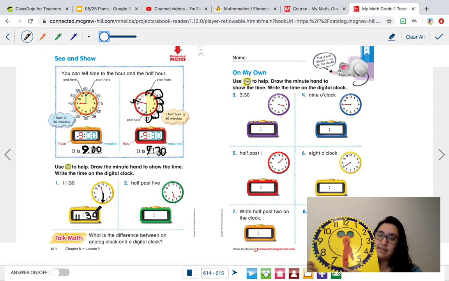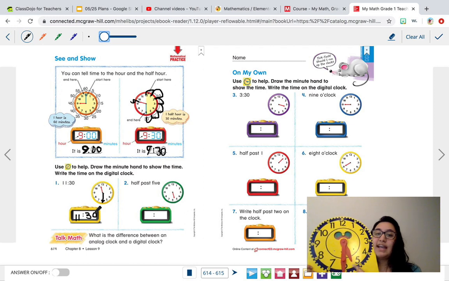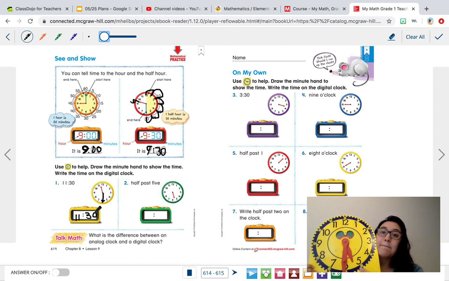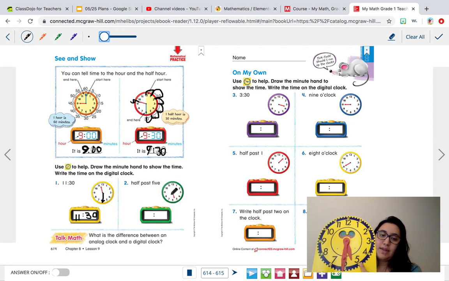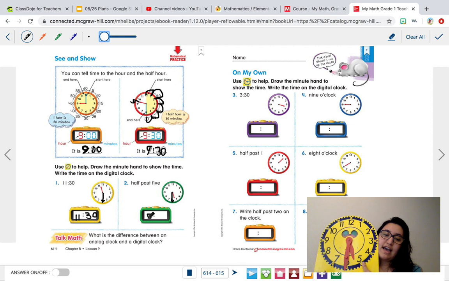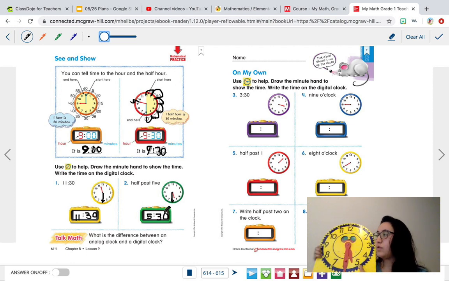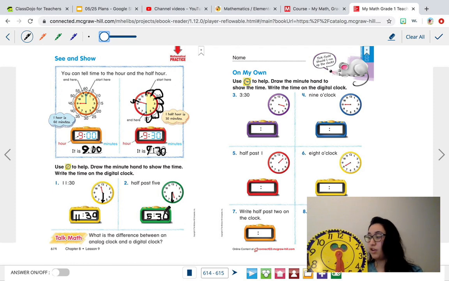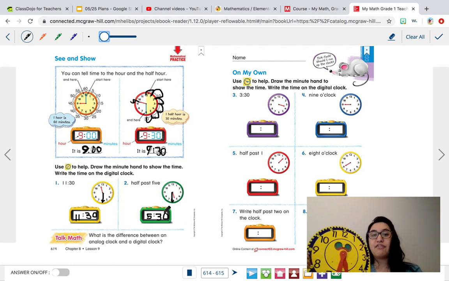And now the minute hand is on the 6, and the hour hand is between 5 and 6, making it 5:30. So we're going to do right here. The minute hand is all the way down at the 6, and we're going to write 5:30. That is what half past 5 is, because we went halfway down. We didn't go all the way around. We went halfway down, so it's half past 5.